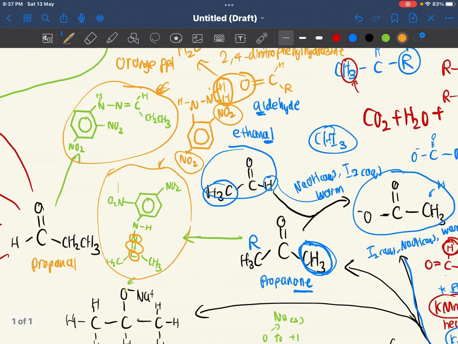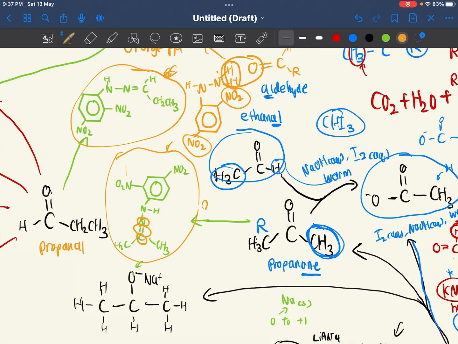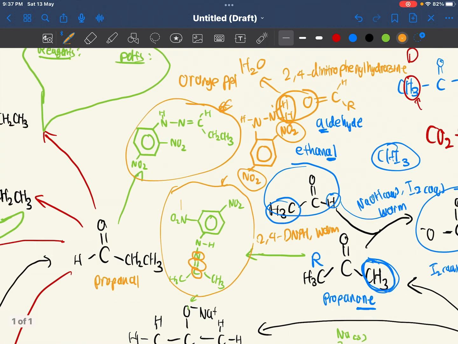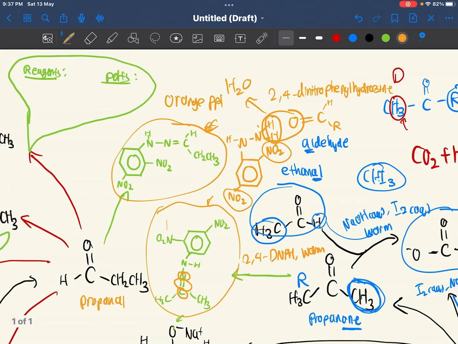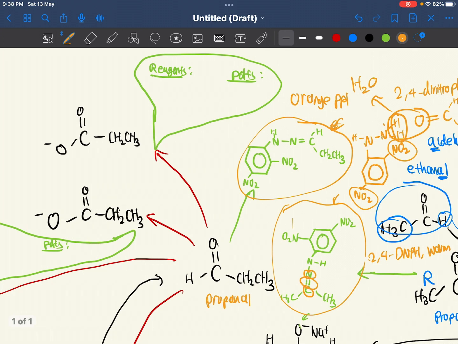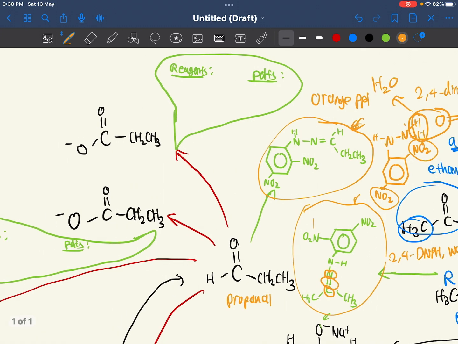So what is the reagent and condition? The reagent and condition is 2,4-DNPH, warm. Note, we are not using heat here because I think it will decompose the compound. I'm not very sure, but we use warm here. Okay, so the next couple of reactions are quite interesting.